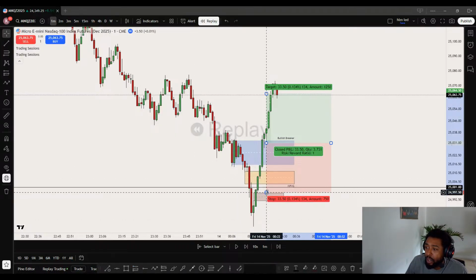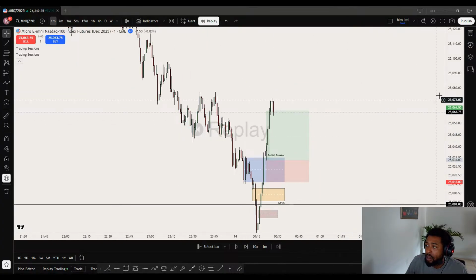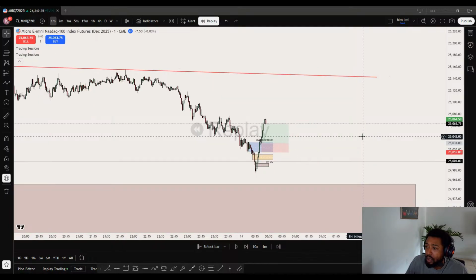It left it, leaving fair value gaps, showing that it's in a hurry. And one thing I like about the breaker: stop loss always at the low of the breaker. That's why I love ICT concepts. Look at all of these highs you could have been targeting.